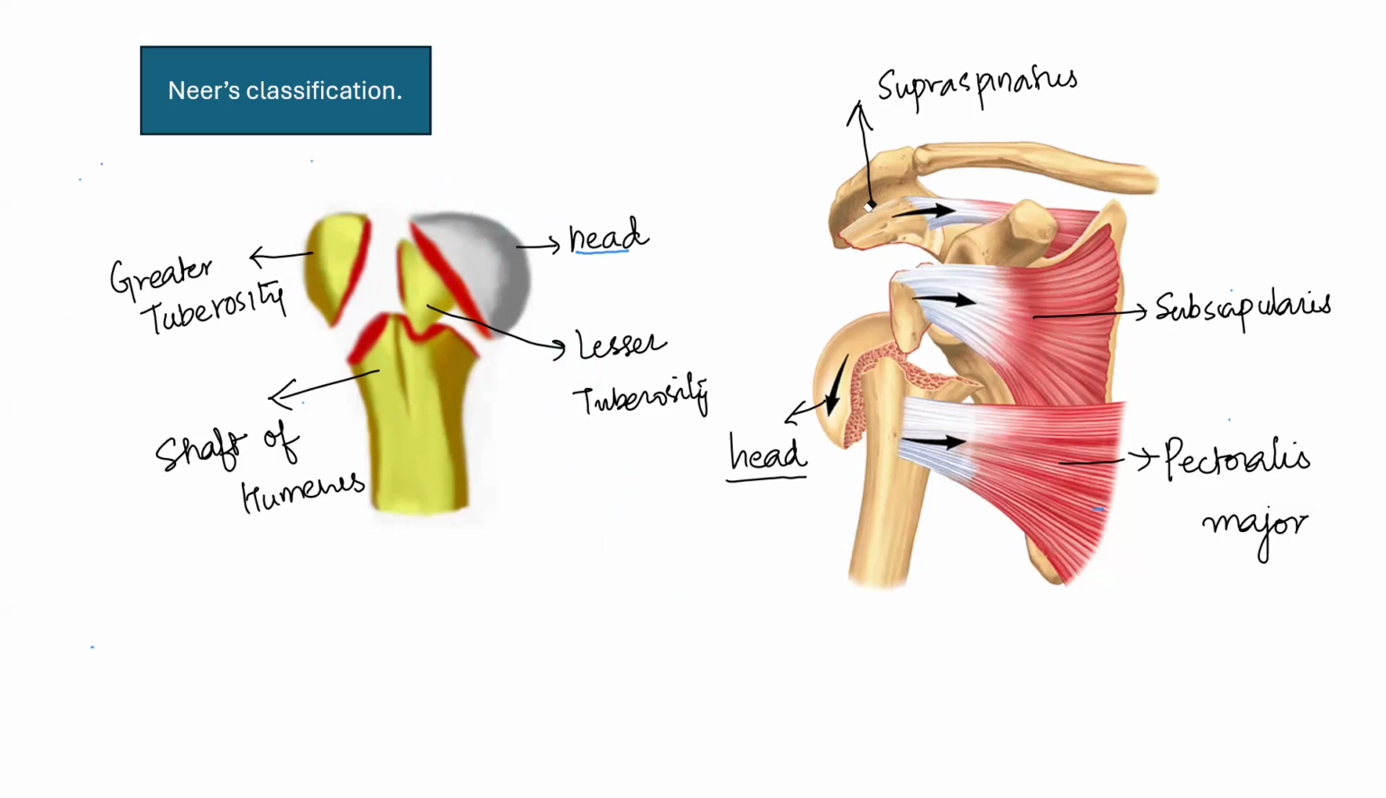Once the fracture is there, what is the direction of pull? As I told you before, regarding the muscle attachments of the proximal humerus, on the greater tuberosity we have the supraspinatus attached, so it will pull the fragment superiorly. Whereas subscapularis is attached to the lesser tuberosity, and it pulls the fragment in internal rotation. Then pectoralis major will pull the distal fragment towards the medial side, towards the body. So this is the direction of pull of the various muscles attached to the proximal humerus after the patient sustains a fracture of the proximal humerus.